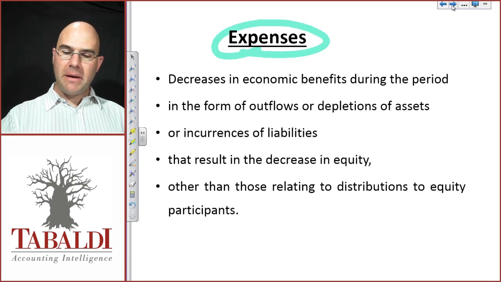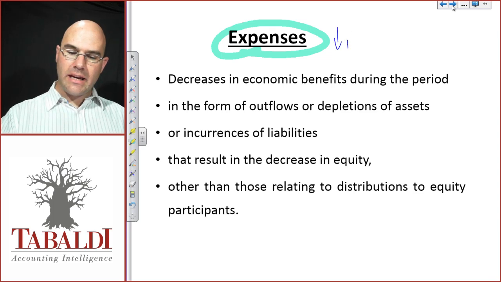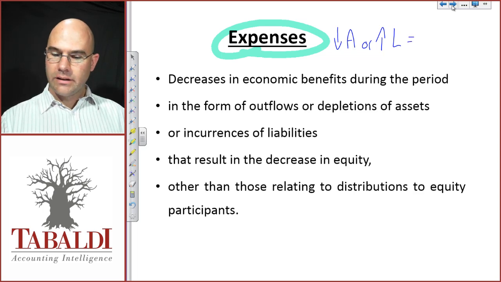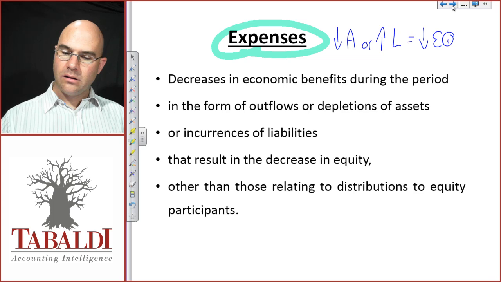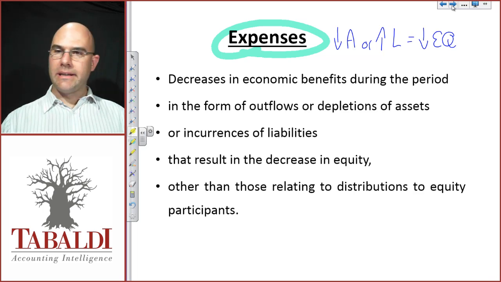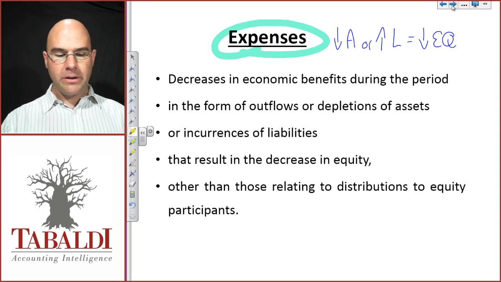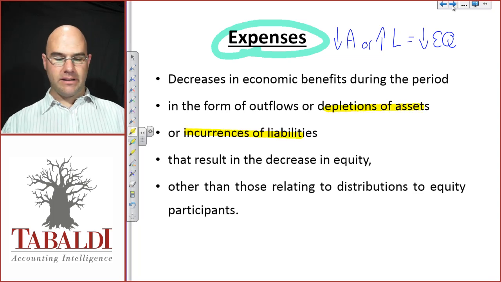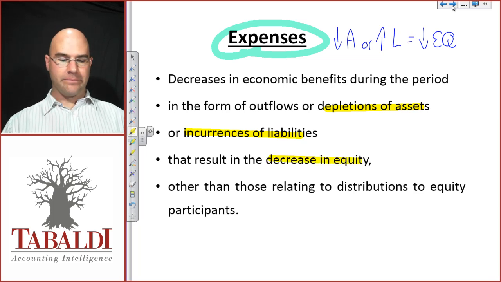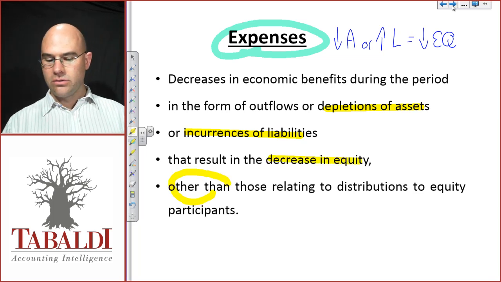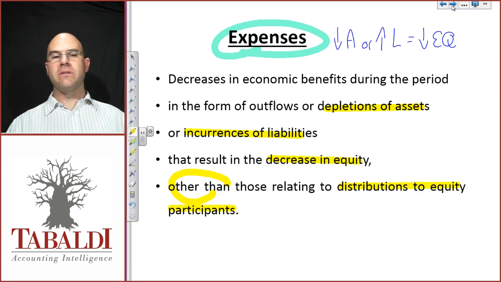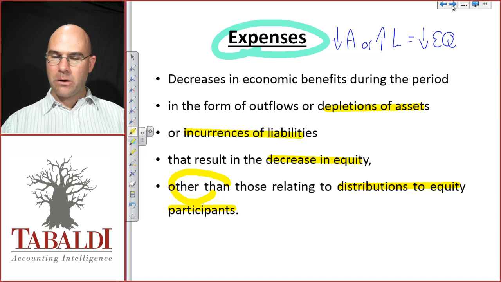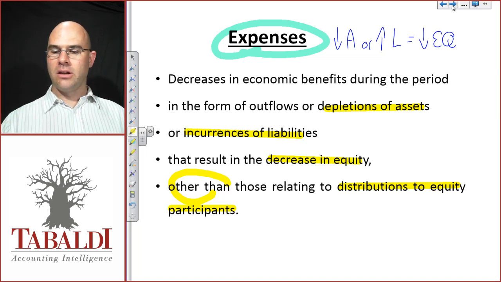Expenses. Expenses are decreases in assets or increases in liabilities that result in a decrease in equity. The big detailed written out form in terms of the framework: decreases in economic benefits during the period in the form of outflows or depletions of assets or incurrences of liabilities that result in a decrease in equity, other than those relating to distributions to equity participants. So if there were dividends paid, that is not an expense, that is an equity transaction. Okay, because it's directly with shareholders.